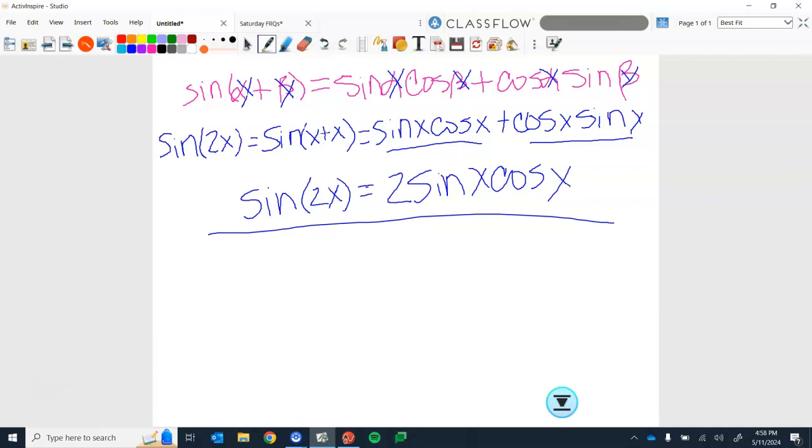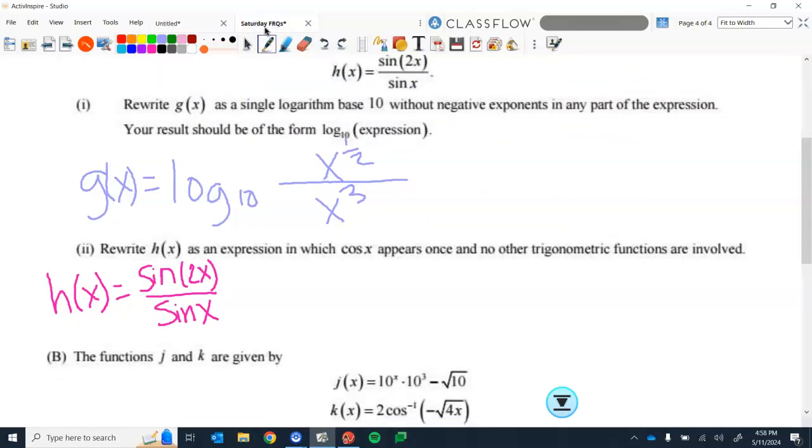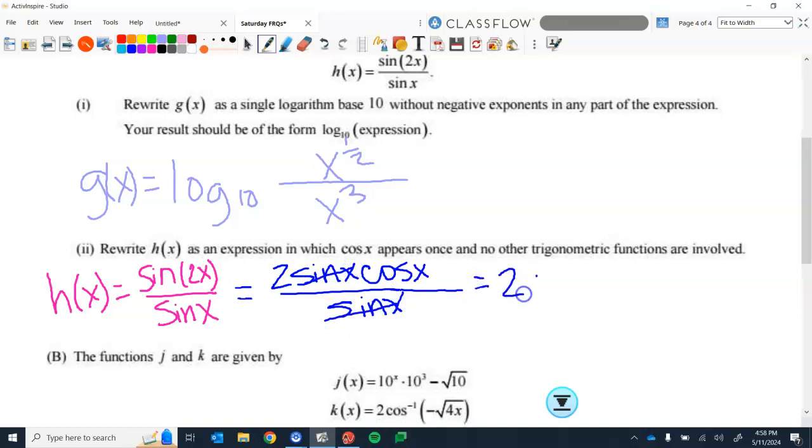You might surprise yourself. All right, so what that means then is I'm going to take, instead of sine of 2x, I'm going to replace it with 2 sine x cosine x, that I just realized is what that identity is, over sine x, and then these cancel out, and I get 2 cosine x.